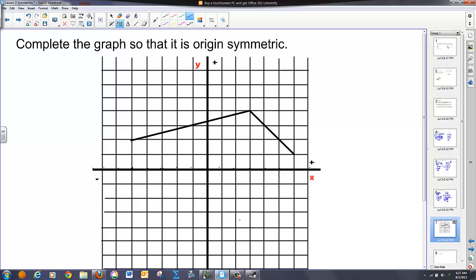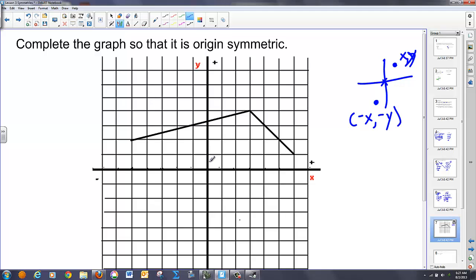Next, we're going to take an actual graph and regraph it so that it becomes origin symmetric. And we talked about earlier that if we have origin symmetry, and I put one point over here, x, y, and flip that point over the origin, it ends up in this quadrant, which has a correspondence of negative x and negative y. So basically what I need to do is draw a new figure such that each of these points are redrawn so that their opposites appear.